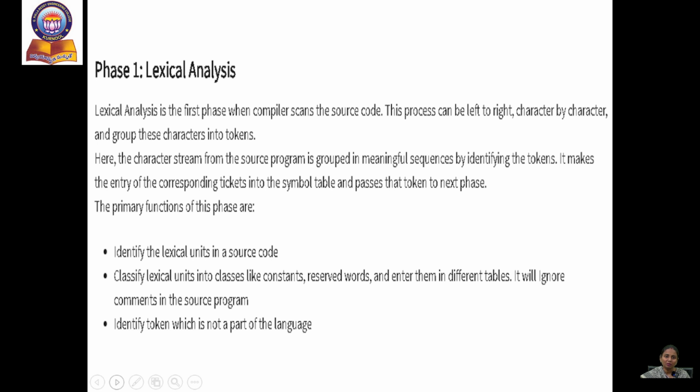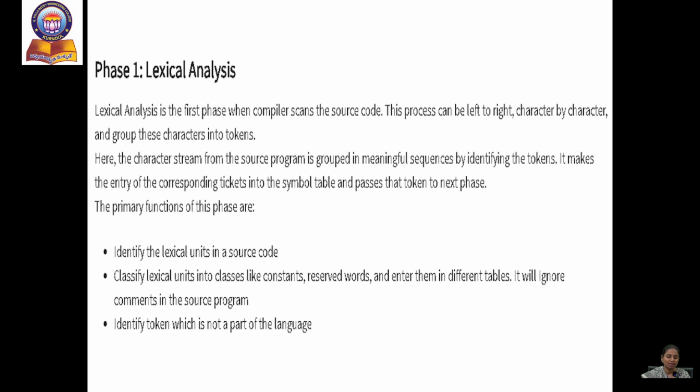And remember one thing here: the comments written by the user in the source code will be ignored in this phase. They do not enter the compilation process. The comments written throughout the program will not be compiled. They are ignored in the initial stage, that is the lexical analysis phase only. Tokens which are not part of the language can be reported as errors.